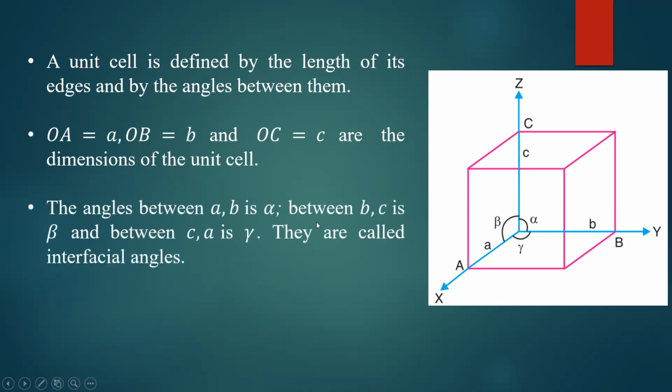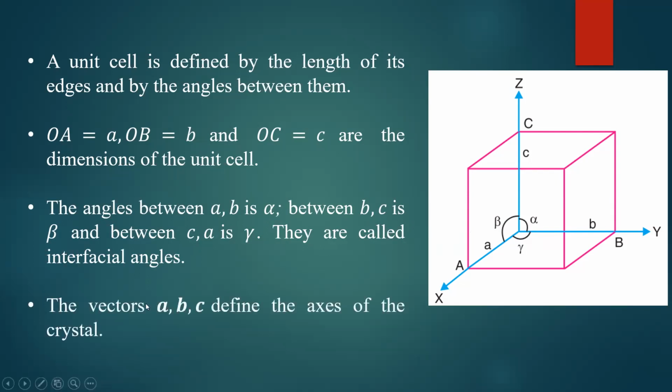Then the angle between A and B. The angle between this A and B is alpha. Sorry, I think I have given it a little differently. A and B I have taken as gamma. Between B and C it is alpha, and between C and A it is beta. So they are called interfacial angles. Just I will correct it. So the angles between these edges are called interfacial angles.